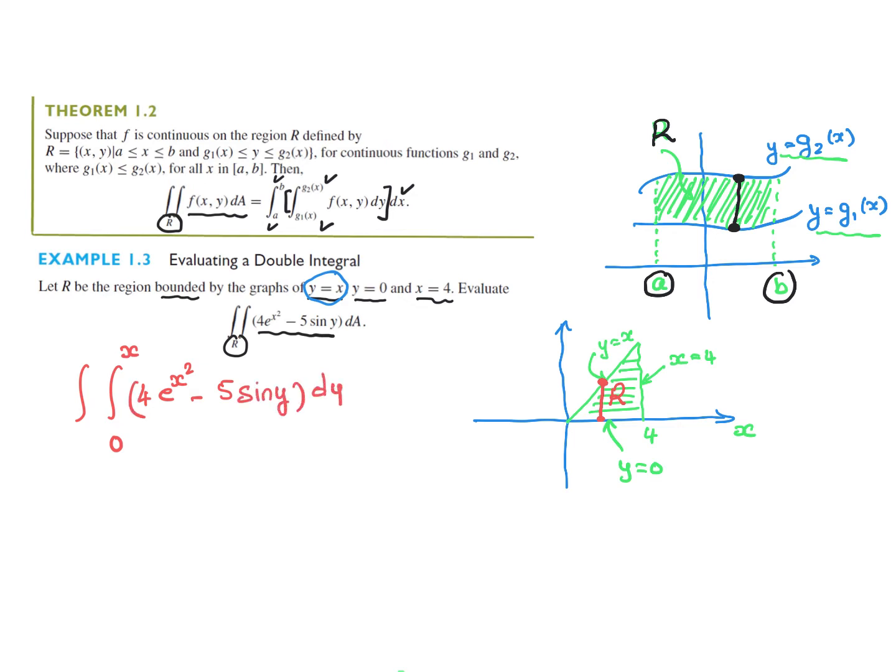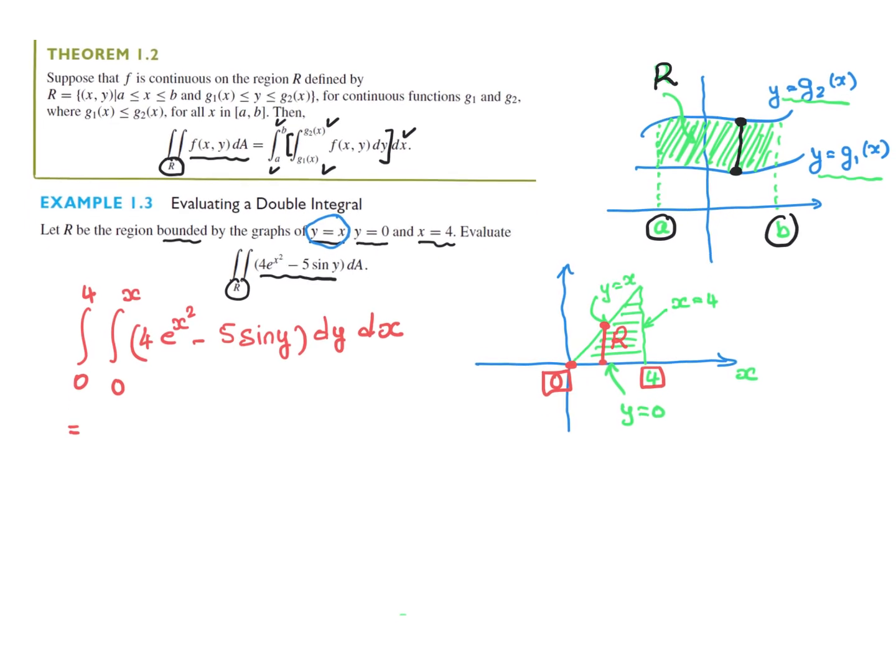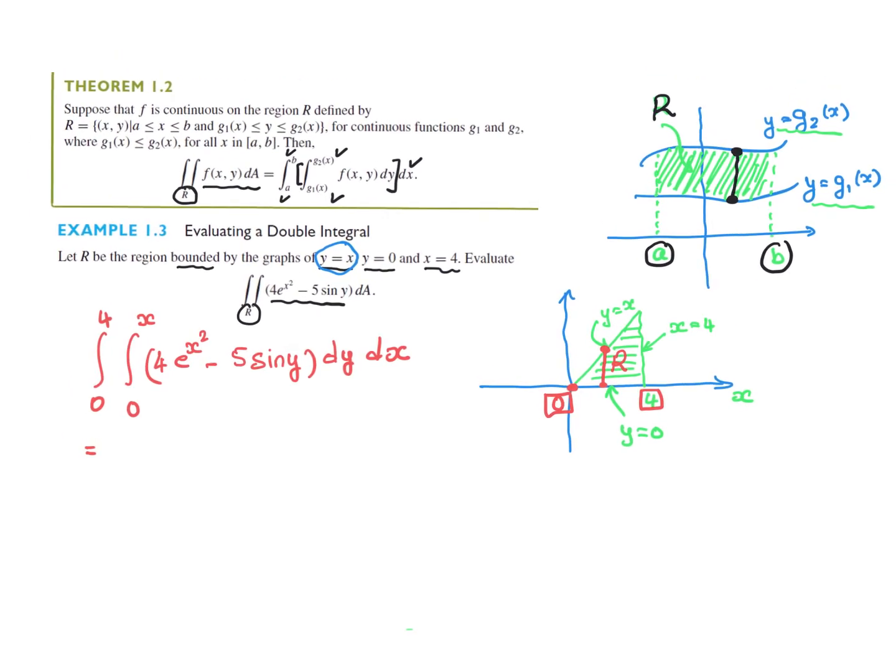First with respect to y, and then with respect to x. You can see that in this region R, the values of x are going from 0 to 4. So this will be from 0 to 4. So that's basically the way we are going to do that. Now the rest is fairly simple. I think there are no big issues in integrating.